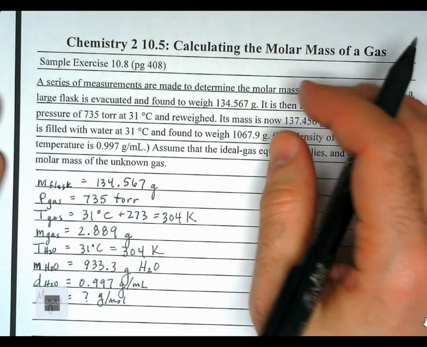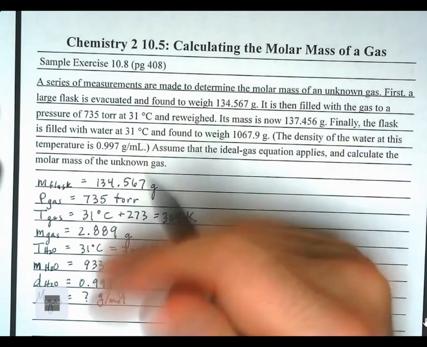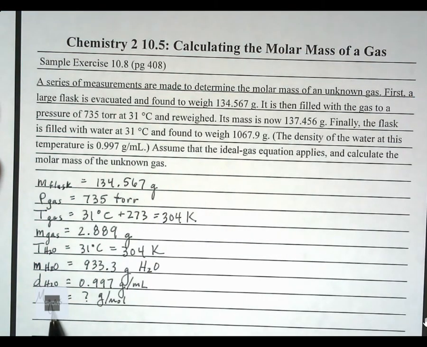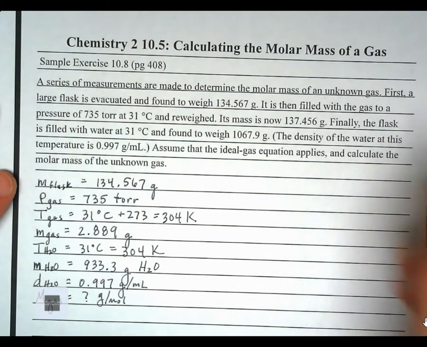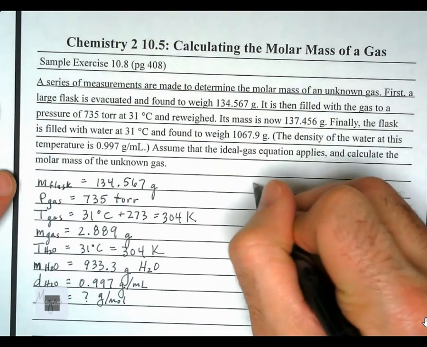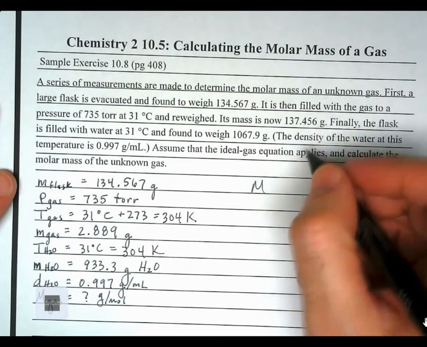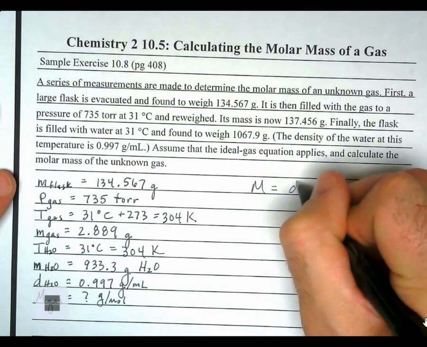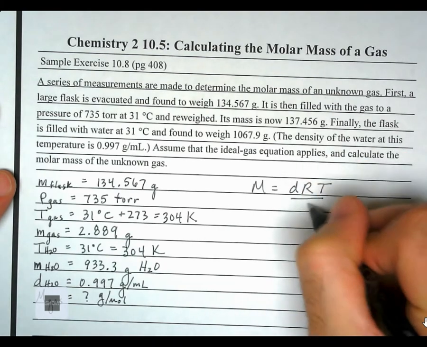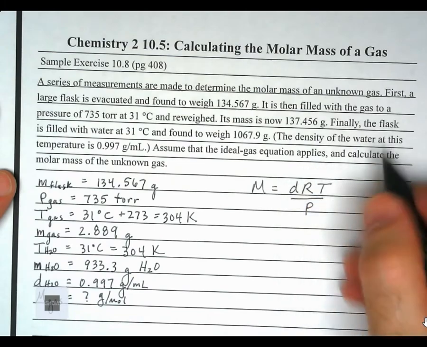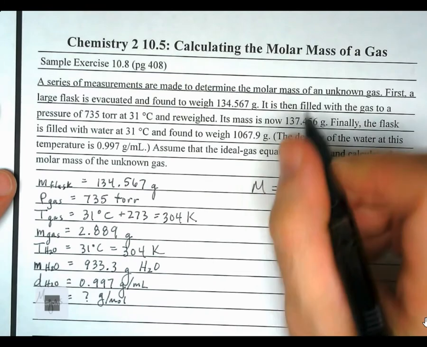All right, so if we look at this, we want the molar mass of the gas, correct? So the molar mass of the gas would mean that we would need, so it's dRT over P, right? So this right here is all for the gas.